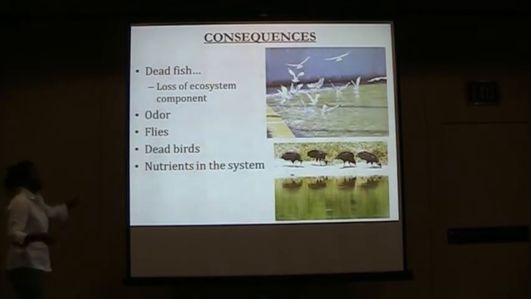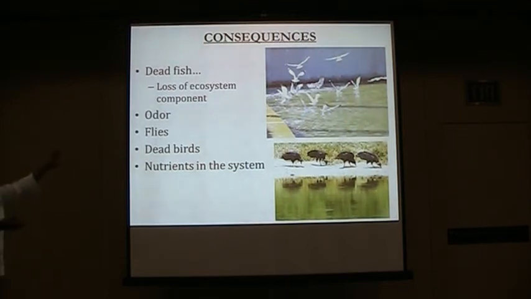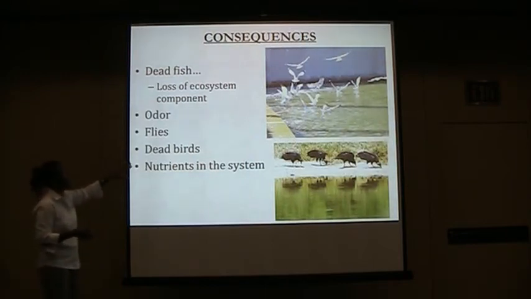Now, once you have a fish kill, the consequences are sometimes more than you actually think. So obviously they're dead fish, and that's a big deal in an ecosystem where fish is a primary component. It's also a big deal in an ecosystem where you're deliberately growing fish. So that's the major thing, but there are other issues that come up.